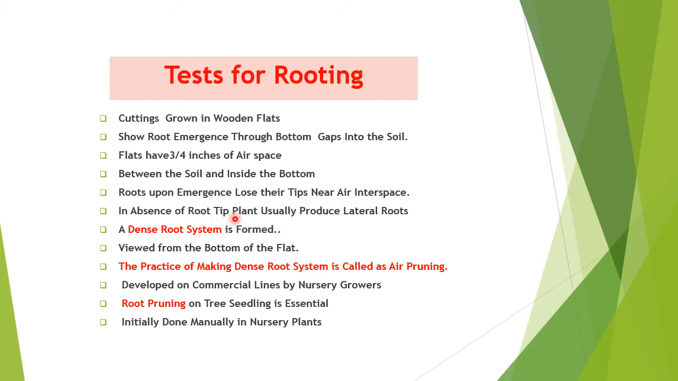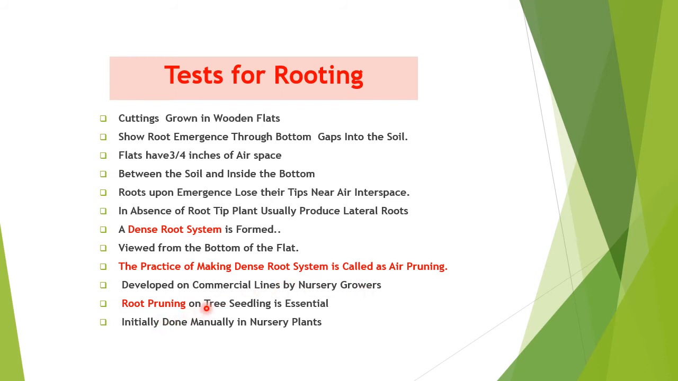In the absence of the root tips, the plant usually produces lateral roots, because when the root tip is damaged, they will produce lateral roots. So there will be a dense root system formed there. It can be viewed from the bottom of the flat, so you can easily see that the roots have developed there. The practice of making a dense root system is called air pruning. Whenever the root comes in contact with the air, it will lose its root tip and produce lateral roots, and there will be a mesh root system. That is called air pruning. It is developed on commercial lines by nursery growers.